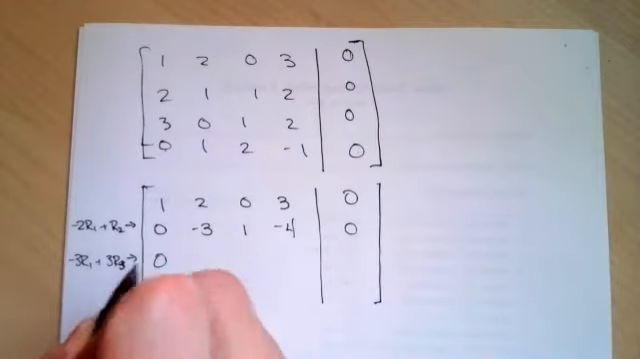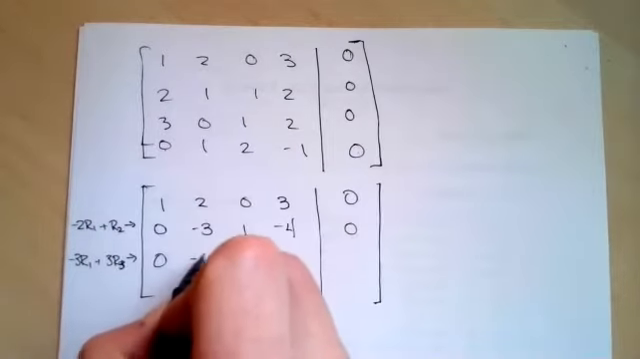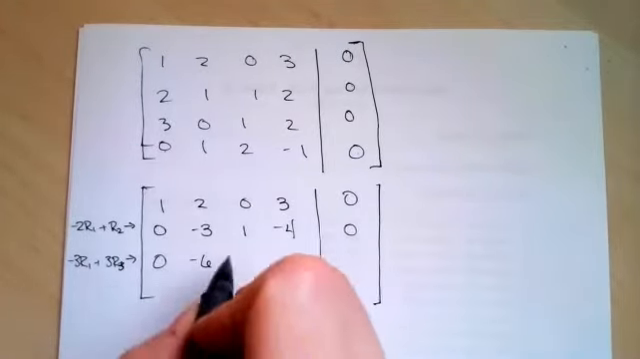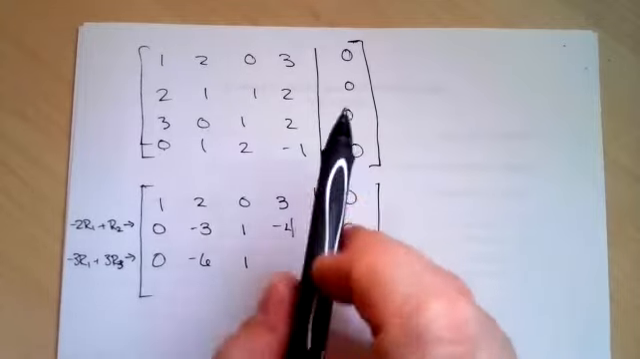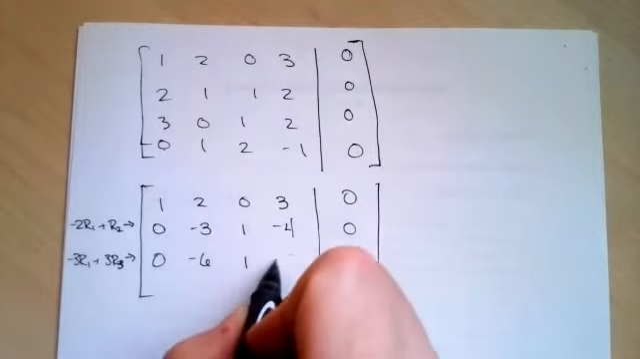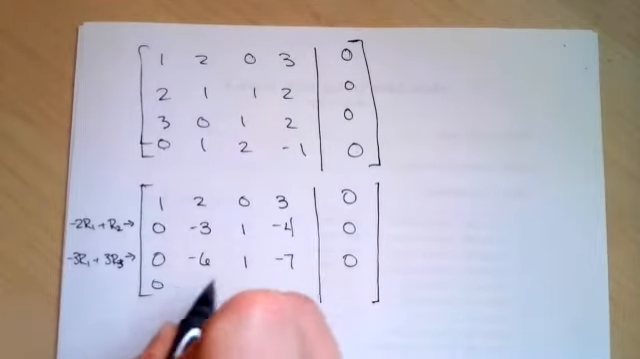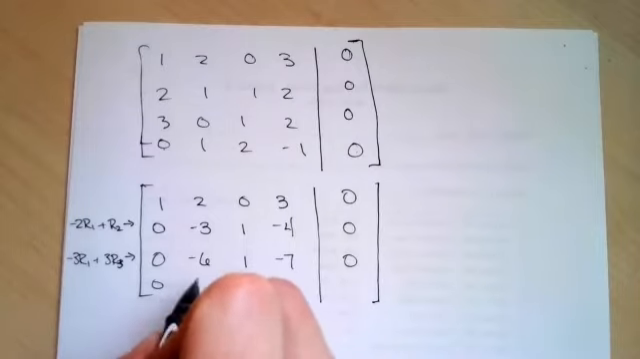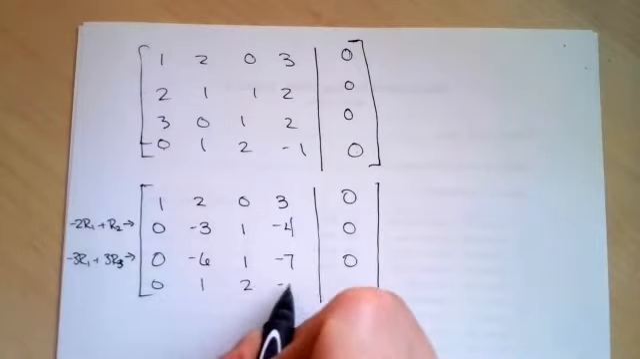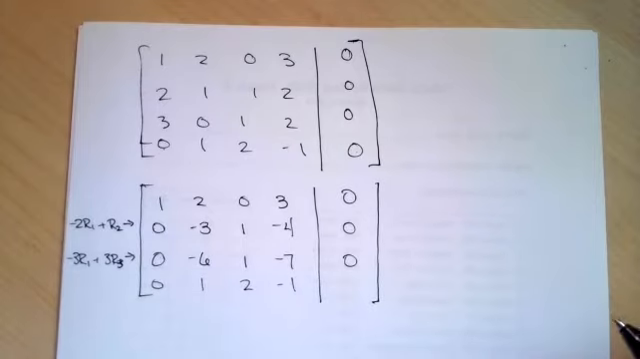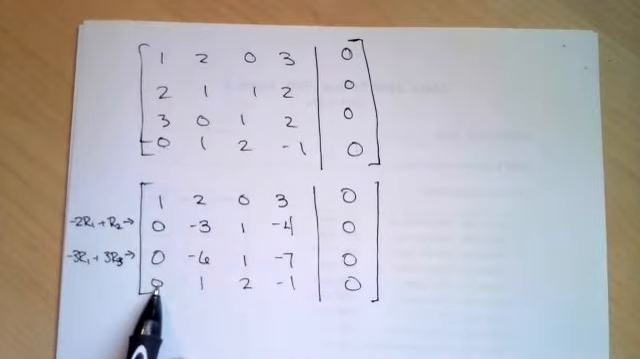So what are we going to get here? 0 in the first coordinate, -6 there. And this coordinate stays the same. And then we've got -9 plus 2 gives us a -7. 0 still here in the end. And then this last row, let's just leave the same: 0, 1, 2, -1. And 0 there.